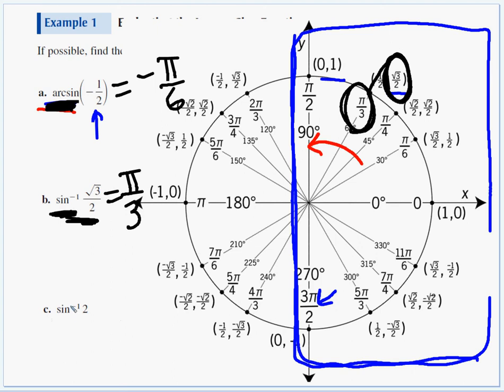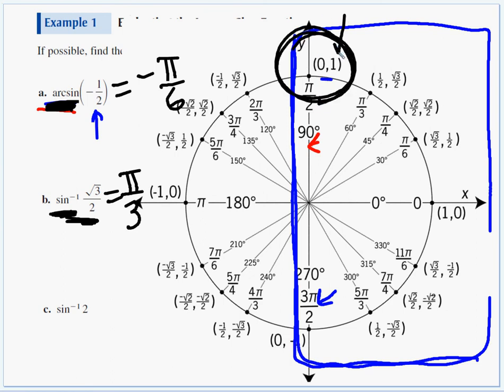Last one, C, sine inverse of 2. If we start going around the unit circle looking for a y coordinate of 2, we're never going to find it. Because remember, up here at the top, this is as high as we ever go on the y-axis. We only go up to a height of 1. So here, they're trying to find a spot that's a height of 2. That is not on the unit circle.